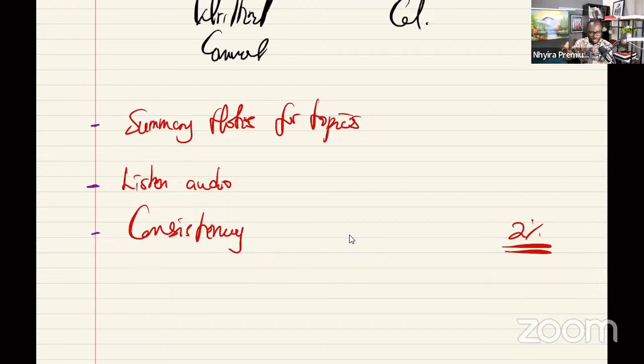So you have to be consistent. Go over the lectures before the next lecture, before the next lecture. That way you put yourself in the position to be able to ultimately pass the examination. So please make sure you pay attention to that very well. Keep summary notes, listen to the audio, be consistent.